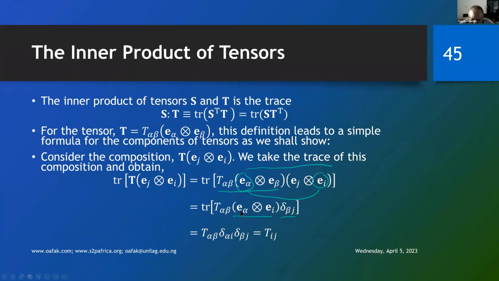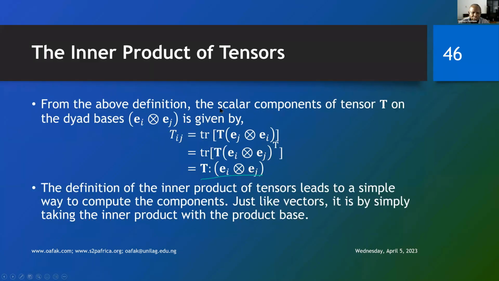T alpha beta, E alpha, EI here, plus delta J beta. So instead of beta, we can just put J. So if you bring those things out, you see that everything is simply this quantity here. So it becomes T alpha beta, delta I alpha, delta I beta, delta beta J, which gives you Tij. So that is Tij here.